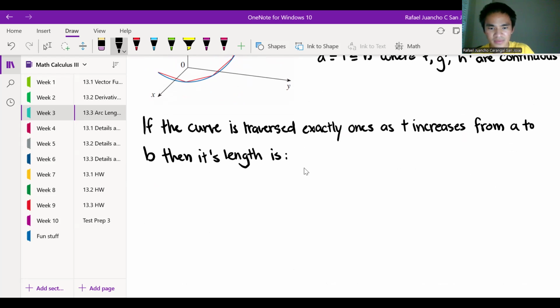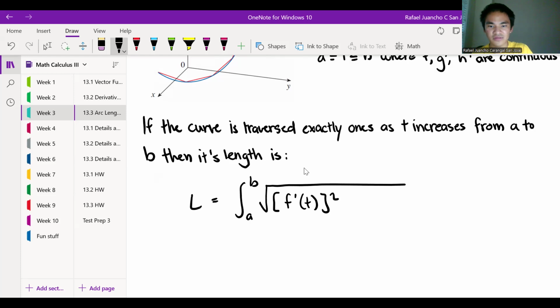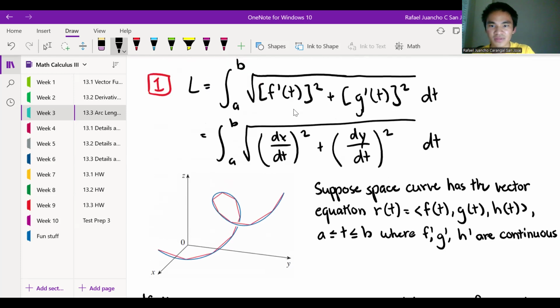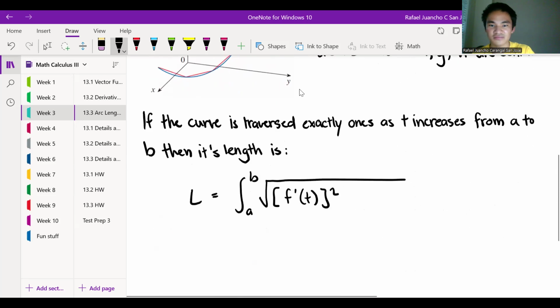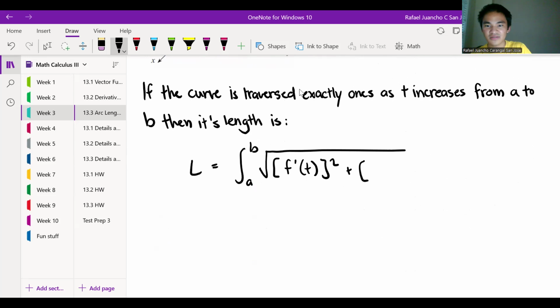is as follows. So we have L for the length, and this is an integral from a to b. We know this is a definite integral because it has boundaries, a and b. And we have the square root of f prime of t squared. So this is actually the same as the plane curve one, but here we're just adding the h. That's it. So f prime of t squared plus g prime of t squared plus h prime of t squared. That's it.